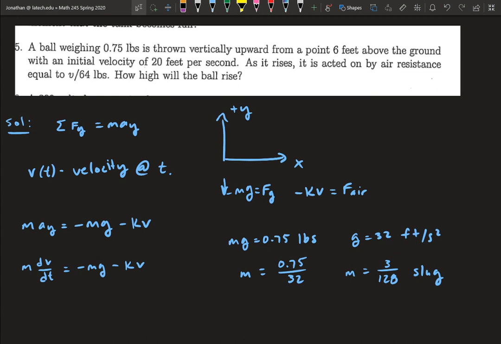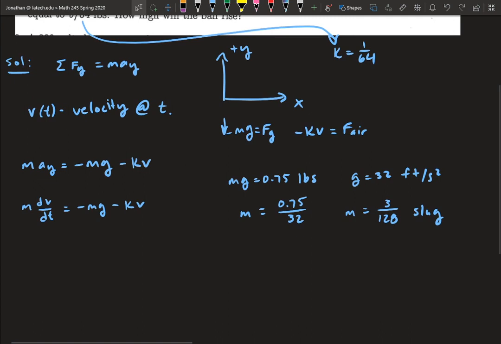Let's see, up here we know k is going to be 1 over 64 from the information v over 64. So k is going to be 1 over 64, and mg we know is 0.75, so I think we're good to go. So this is going to be our differential equation, and our initial velocity v of 0 is 20 feet per second. Make sure everything's in the right units. Make sure everything's in feet if we're starting in feet, seconds, pounds, etc. So we're good to go.